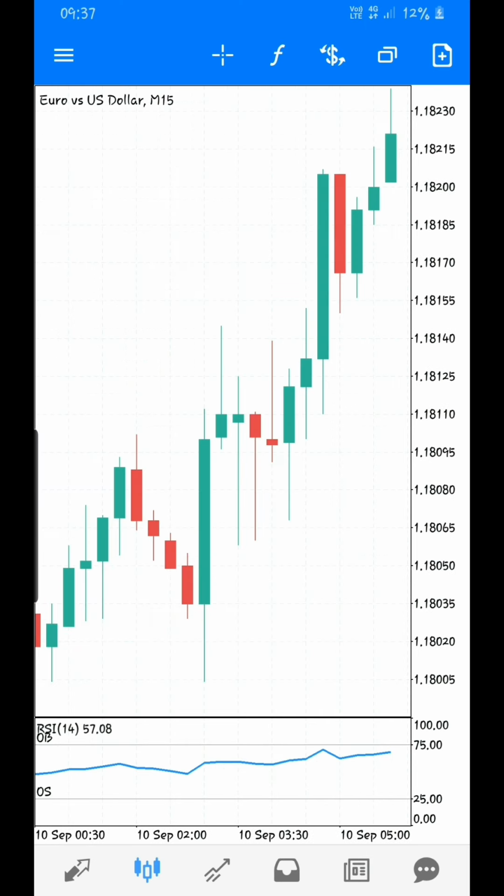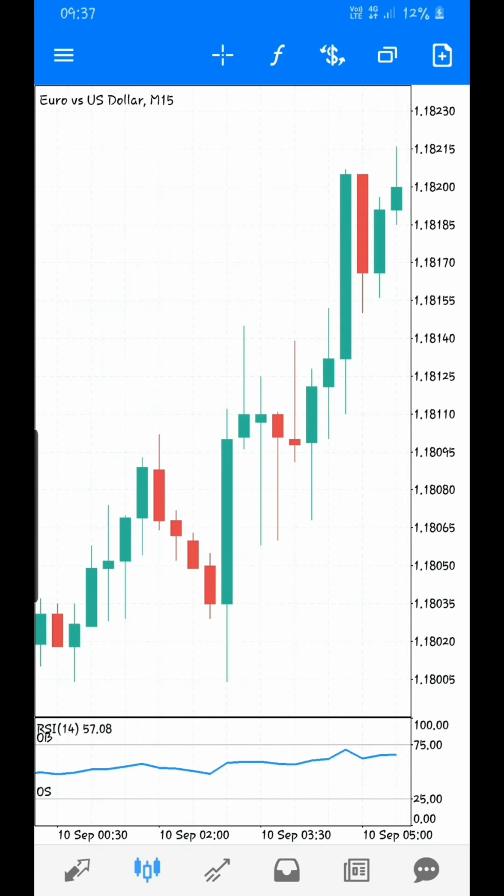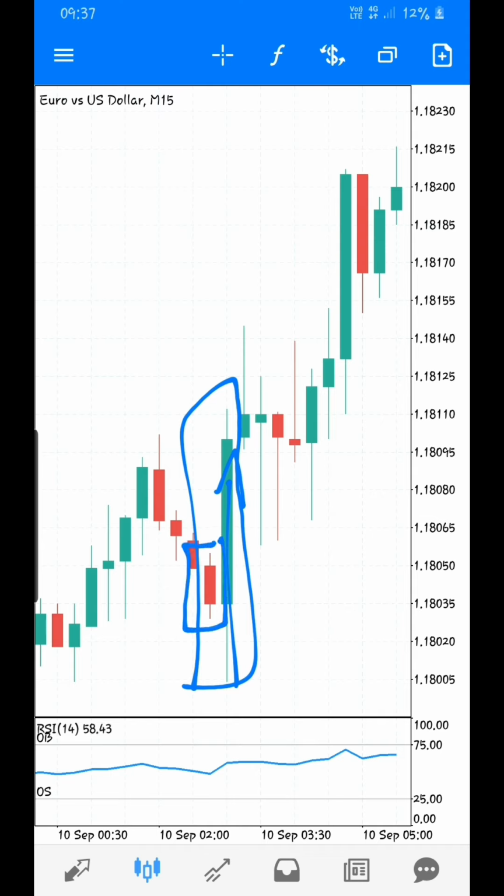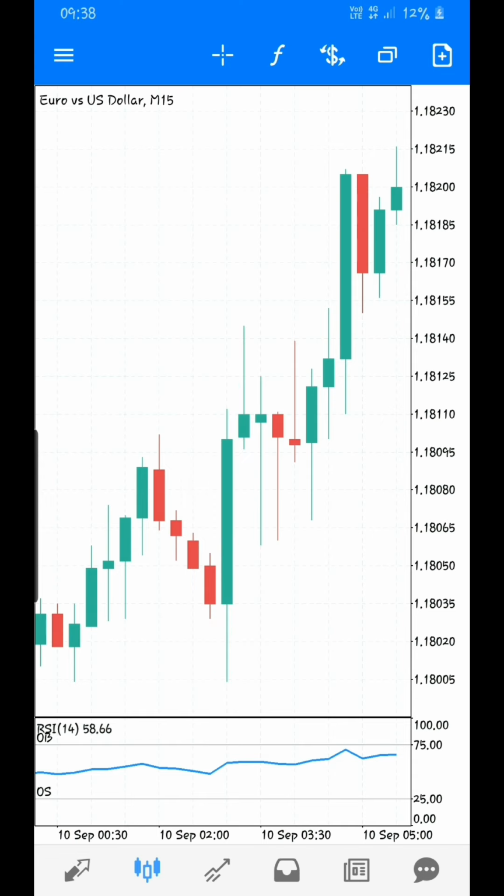What is that? For example, if you look here, I'm just going to highlight it for you right here. That is a bullish engulfing. Why? Because it's a bull candle, meaning it's going up, and it's engulfing the previous candle. That's what they mean when they say bullish engulfing. The bearish engulfing is just the opposite.